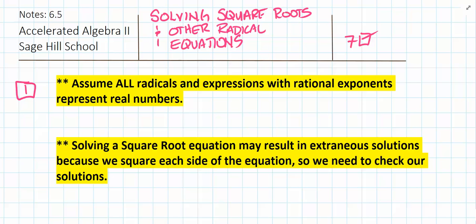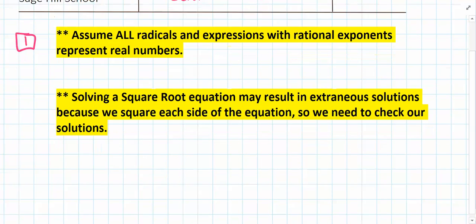An extraneous solution occurs when we lose equivalence from one line of algebra to the next through no fault of our own. It just happens to represent a different meaning, and we lose equivalence between the left and right side of the equation. I'll give you an example of that later, but these are the two assumptions we're going to be operating under. Everybody cool with that part?